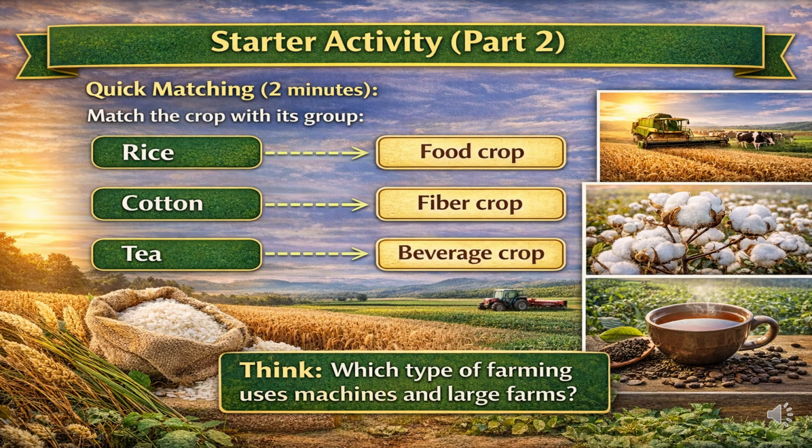Let's begin with a quick 2-minute matching activity. Look at the crops and their groups. Rice is a food crop. Cotton is a fiber crop. Tea is a beverage crop. Now think about this question. Which type of farming uses machines and large farms? Yes, that is commercial farming. Great start. Now let's understand it properly.